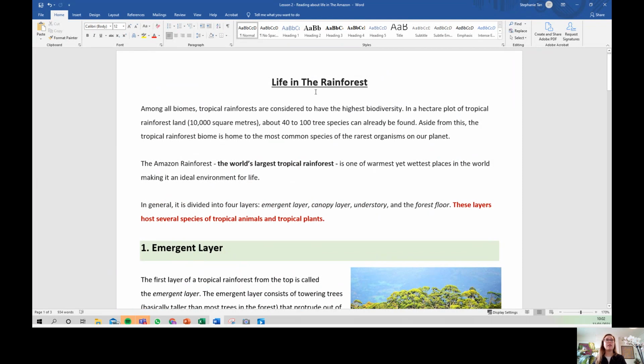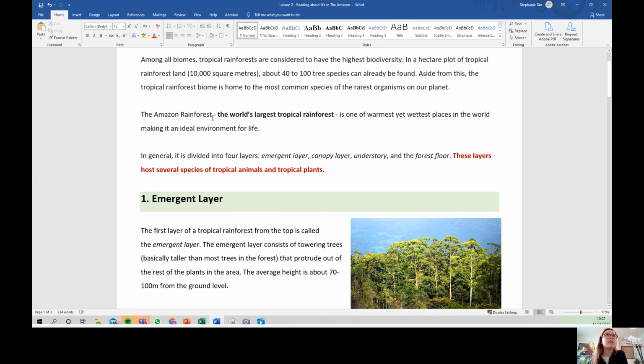Life in the Amazon Rainforest. Among all biomes, tropical rainforests are considered to have the highest biodiversity. In a hectare plot of tropical rainforest land, so a hectare is 10,000 square meters, about 40 to 100 tree species can already be found. Aside from this, the tropical rainforest biome is home to the most common species and rarest organisms on our planet.